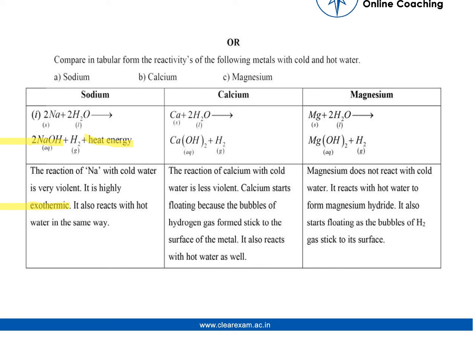Magnesium does not react with cold water. There is no reaction, and it reacts with hot water, which leads to formation of magnesium hydride. It also starts floating as the bubbles of H2 gas stick to its surface. H2 gas shown here, it's released.